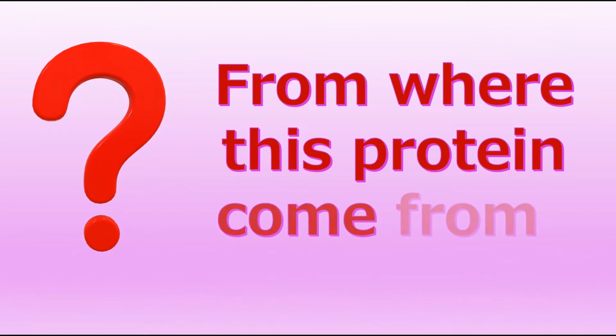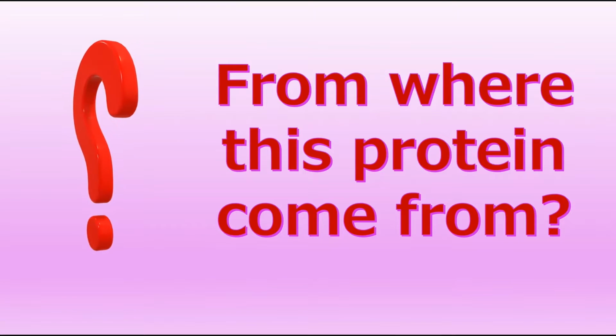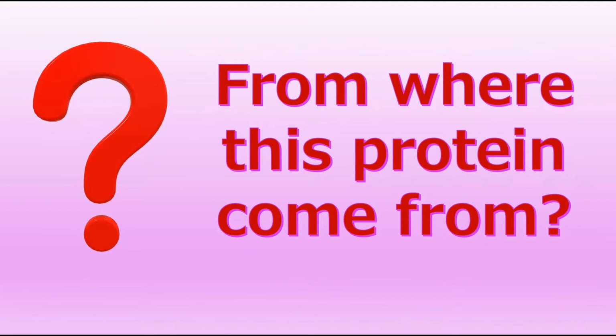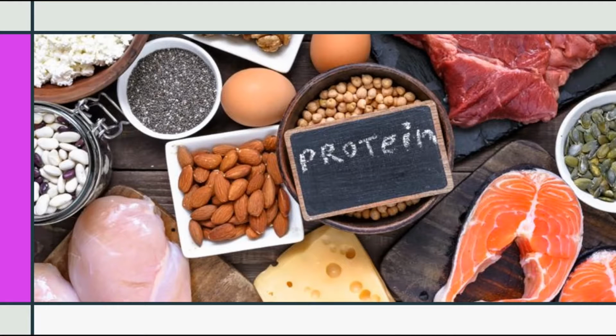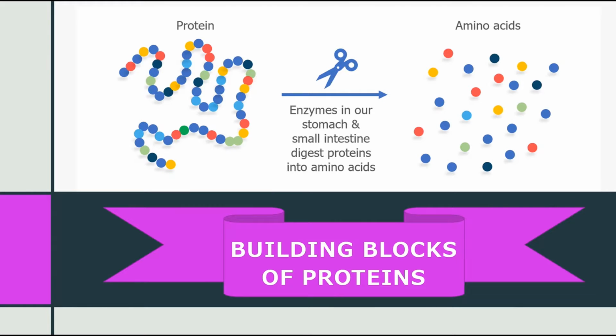But where does this protein come from within our body? These come mainly from the food that we have consumed before or are consuming in our diet. Our body disintegrates these proteins present in the food and breaks them down into small components. We call them amino acids. So amino acids are the building blocks of proteins, and every two amino acids are joined together through a peptide bond.